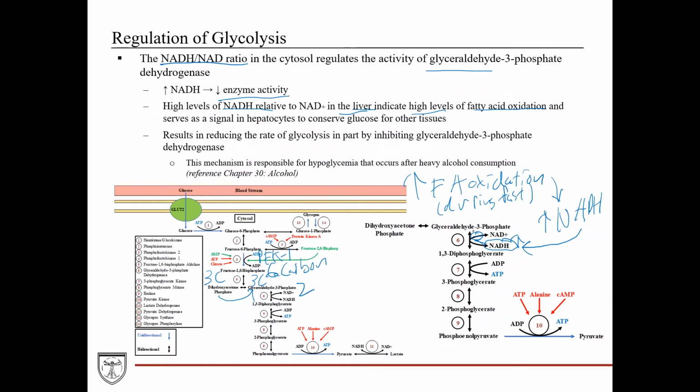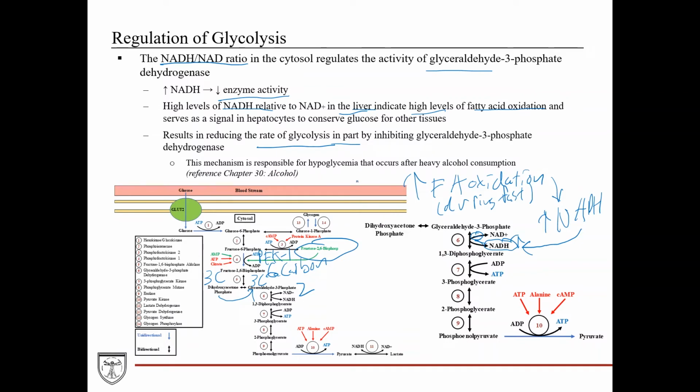Now, as a result of decreasing the activity of glyceraldehyde 3-phosphate dehydrogenase, this actually contributes to reducing the rate of glycolysis in part. So it's one of the contributors. You affect it up here by directly acting on PFK1. You also affect it with levels of fructose 2,6-bisphosphate. And then here's another area where you affect the overall flux of glycolysis, at glyceraldehyde 3-phosphate dehydrogenase. So it's another way of reducing the flux of glycolysis.